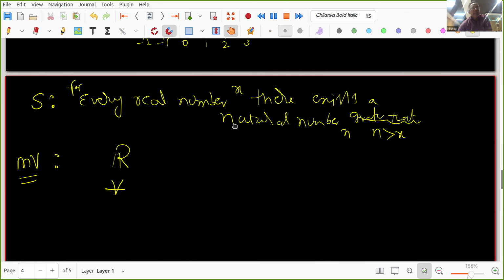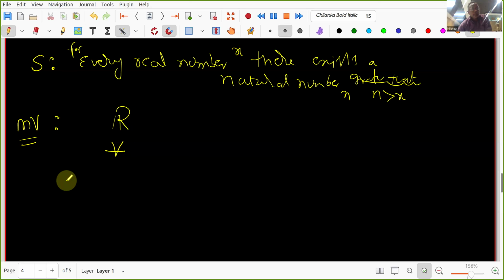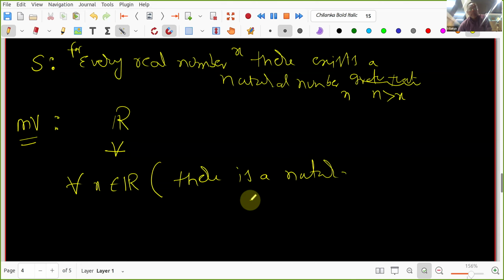Okay. So let me write that. Given any x, a real number, there is a natural number n such that n is greater than x. Okay. So given any real number, there is a natural number n such that n is greater than x.